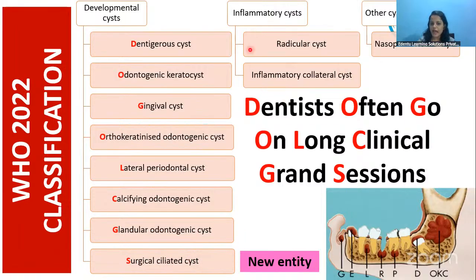Okay, then we have the inflammatory cyst. Inflammatory cysts include radicular cyst and inflammatory collateral cyst. So these are the only 2 inflammatory cysts that are included under this new classification. Then in the other cyst category, we have the nasopalatine duct cyst also. So we'll be dealing with one cyst at a time in the following slides.